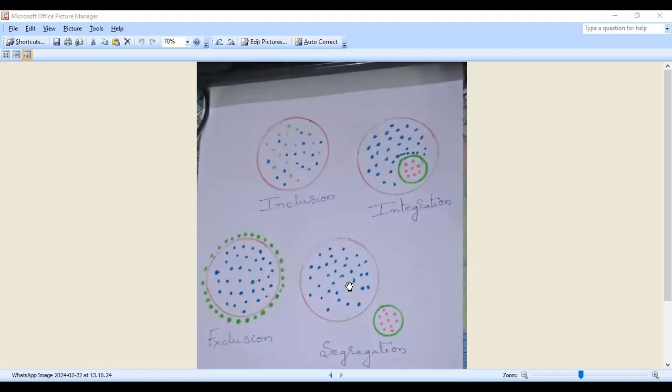Yes, ma'am. Now here, segregation. Here in the bigger circle you have the general society, and from this general society, special children are separated, and they are educated in special institutions like mentally retarded institutions and visually impaired institutions. Separate institutions were created for them, and education was carried on in such institutions. So that is nothing but segregation.